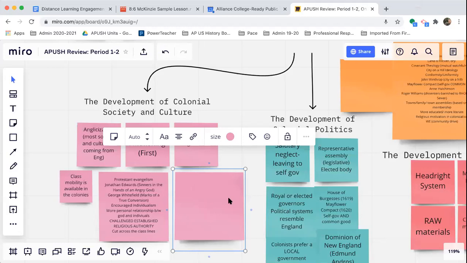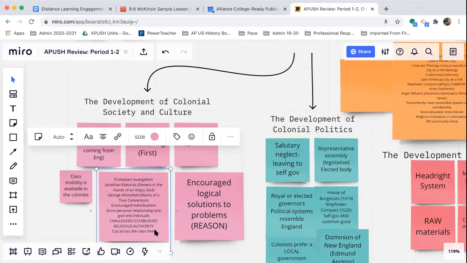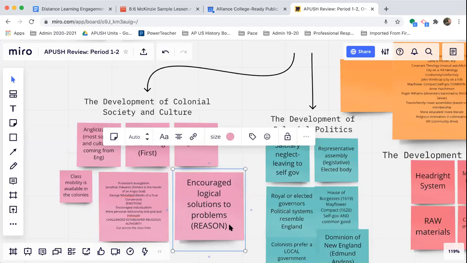It encouraged logical and reason-based thinking. Okay. Cool. So reason-oriented. Whereas the Great Awakening is based on emotion. So that's another way they're different. That's helpful. Maybe you might need that tomorrow, maybe you don't. I don't know what you might need tomorrow or whenever you take your test. Cool. Encourage logical solutions. What else?